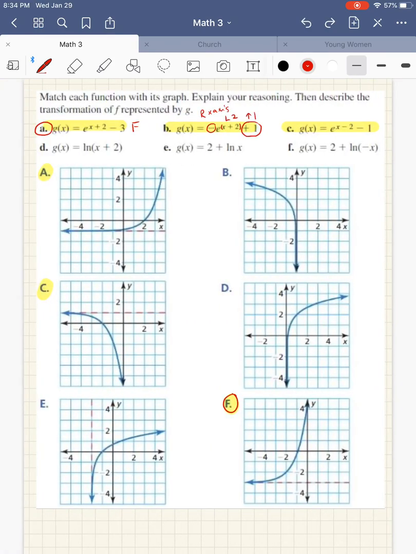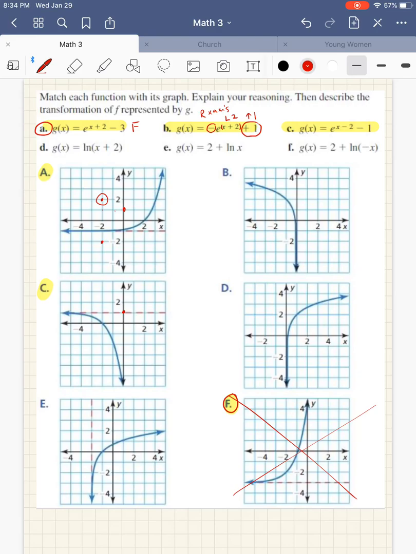Okay, so let's look, and we already eliminated this one as an option. So between these two, if I start here at my point 0, 1, which one looks like it goes left 2, up 1, and then reflects over the x-axis? Let's see. If this goes left 2 and up 1, and I reflect it, I think this point ends up going here. So I think we missed it.